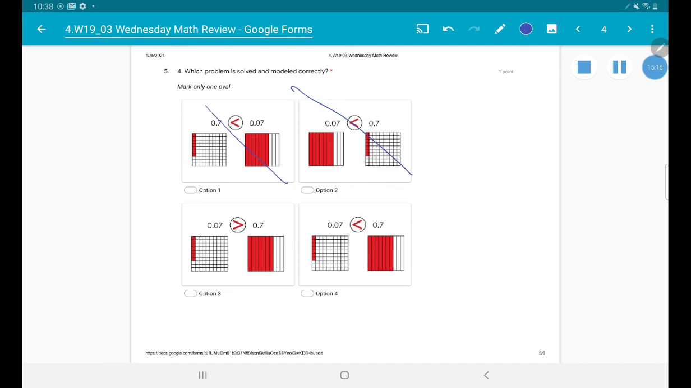Then on the opposite side, I have 7 tenths. Does this show 7 of 10 shaded? Yes. Okay. Is 7 hundredths greater than 7 tenths? No. If I look at option 4, I have 7 hundredths shaded and I have 7 tenths shaded, and it says that 7 hundredths is less than 7 tenths. Is that correct? Yes, that is correct. Option 4 is the correct answer.